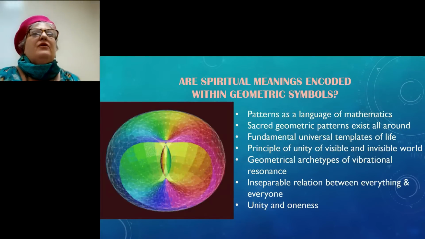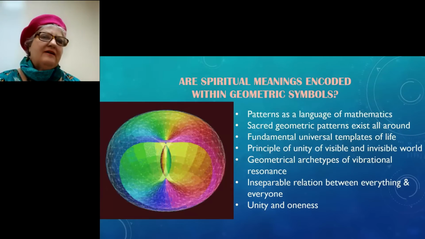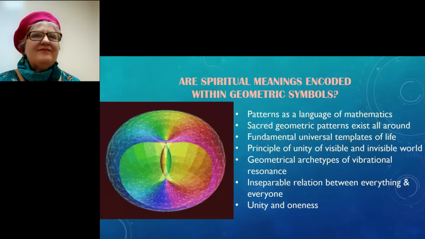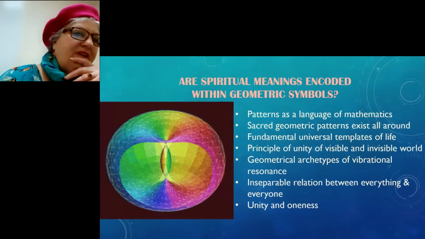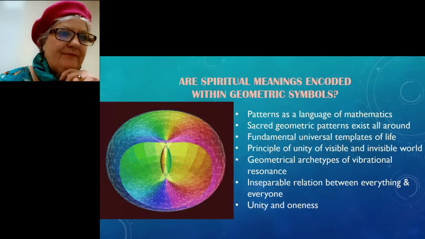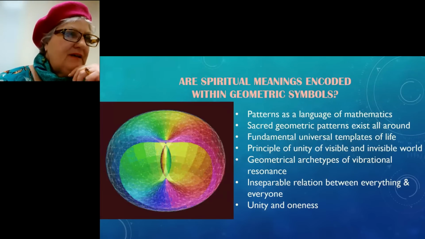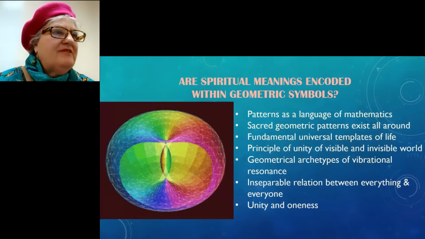So are spiritual meanings encoded within the geometric symbols of sacred geometry? And yes, they are. It is a pattern of language, of mathematics. And sacred patterns are everywhere. They're fundamental universal templates. They encode a principle of unity of the visible and invisible world. And they provide us with geometric archetypes of vibratory resonance. And they're inseparable relationship between everything and everyone. So sacred geometry is somewhat related to unity and oneness. We can say more about that as we develop.